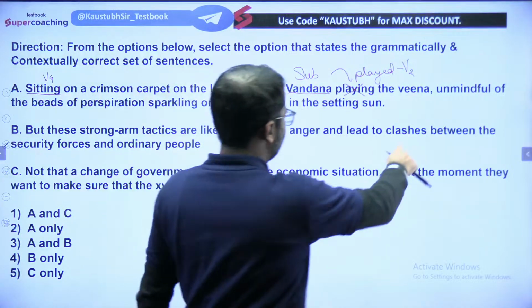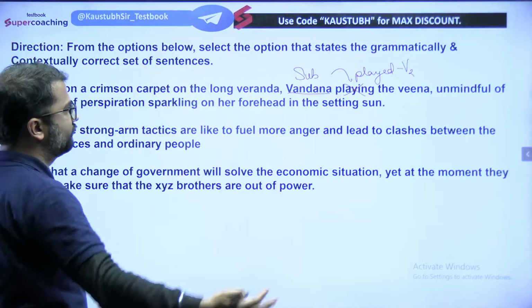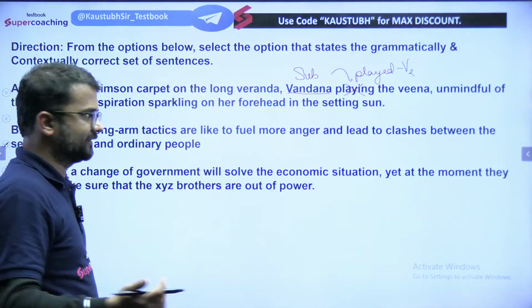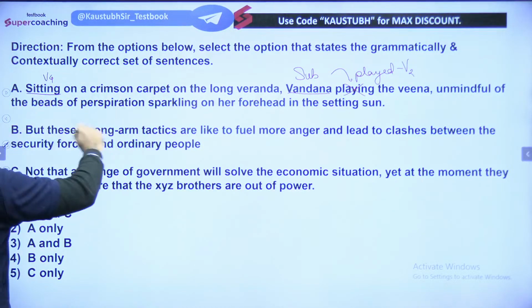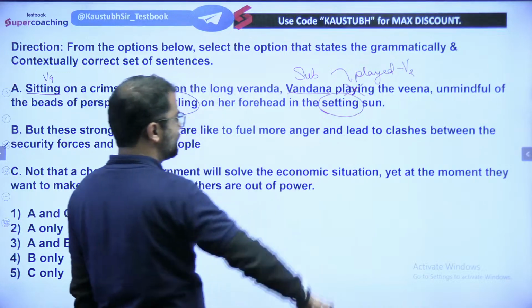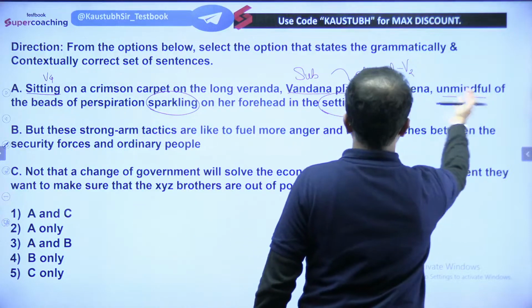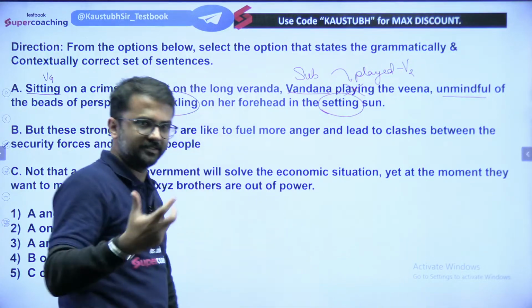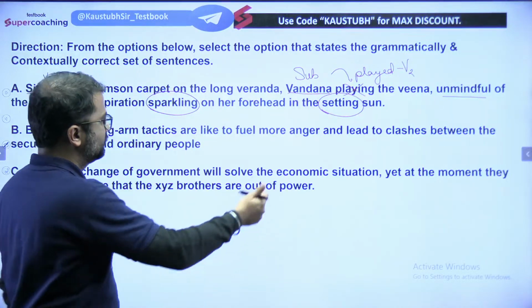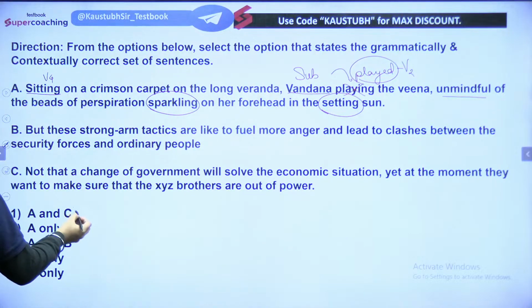Because after veena there is another comma, and "unmindful of the beads of perspiration sparkling on her forehead in the setting sun." So there is no main verb in the sentence, right? Sitting is a participle, sparkling is a gerund before a preposition. Setting is also a gerund here, used before the sun, right? Unmindful again is an adjective talking about Vandana. So there has to be some main verb for this to become a sentence. So playing will be converted into played or was playing. Anyway, A definitely has an error. So we can eliminate all the options with A in them. Very simple, straightforward.